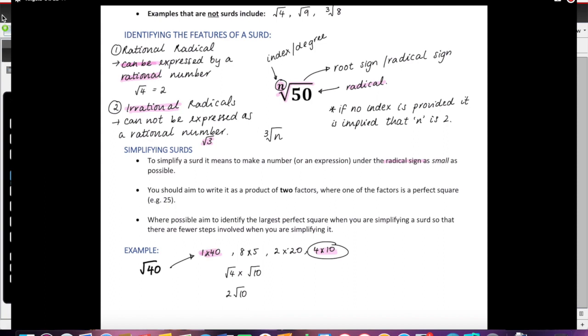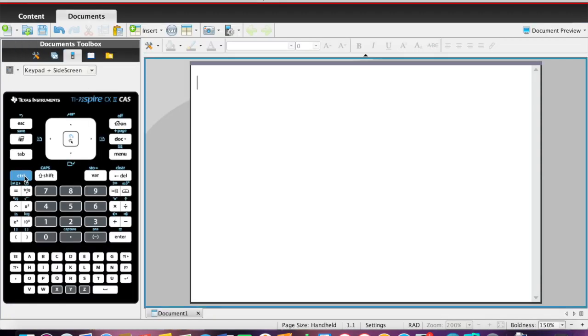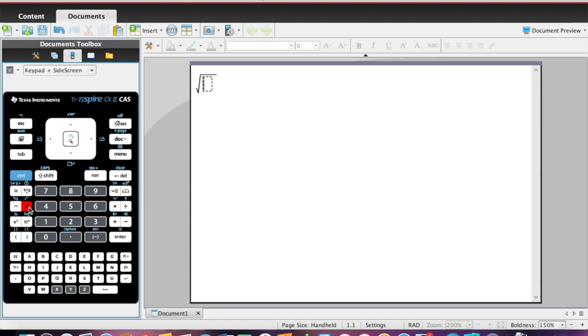I would suggest that you go to your calculator. If you click the control button and then that button where it has x to the power of 2, that will actually give you the root sign. Now, remember I said where there's no index provided, it's implied that n is actually 2, or our index or our degree is 2. So in this case, we don't have to worry about anything else. I'm just going to write 40 under the root sign and then click enter.